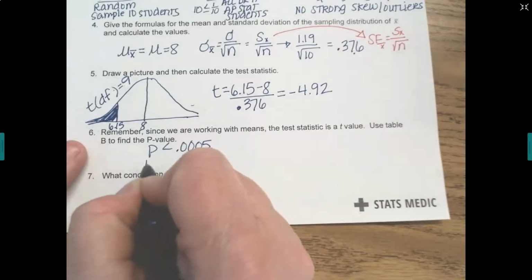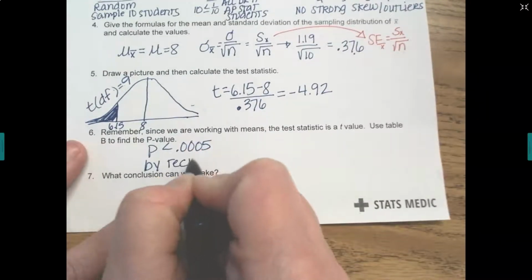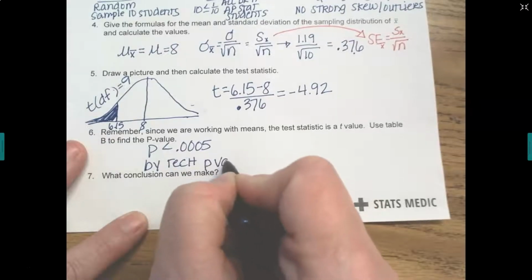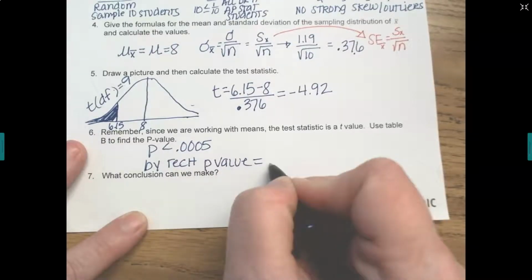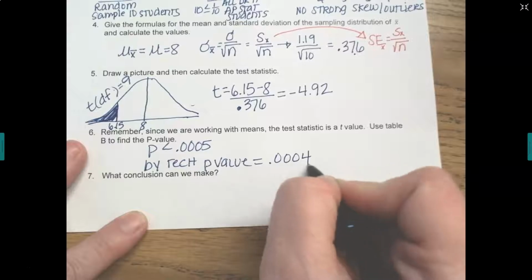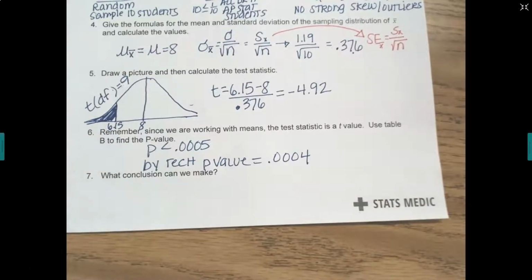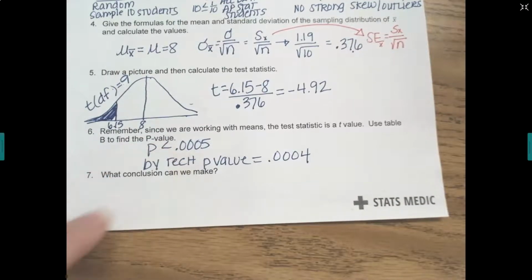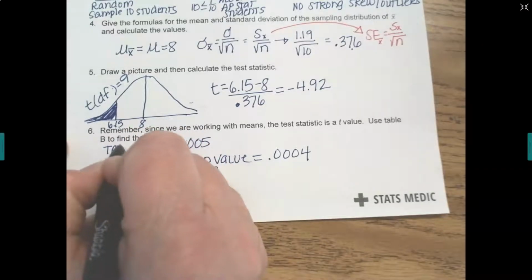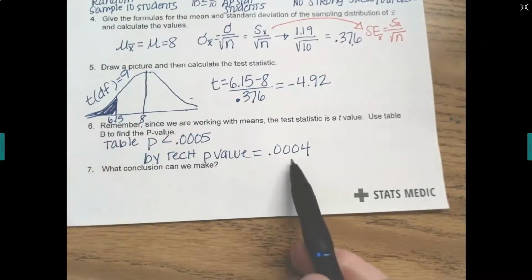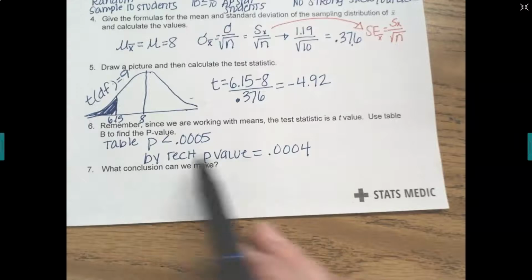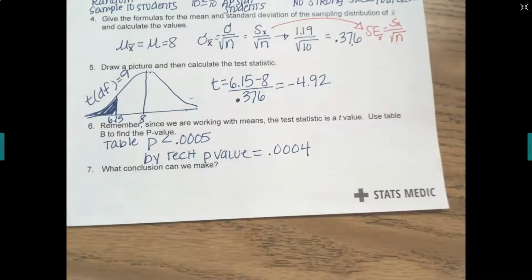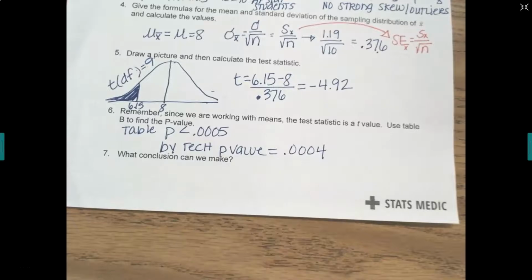So by technology, we got a p-value that equaled 0.0004, which is less than 0.0005. This is what we're able to tell from the table, but with technology, we were able to get a little bit closer number. So either is acceptable. Now, our conclusion. I want you to try to write this conclusion. It's the assuming the null is true, that whole conclusion. So give that a try and come back to see how you did.